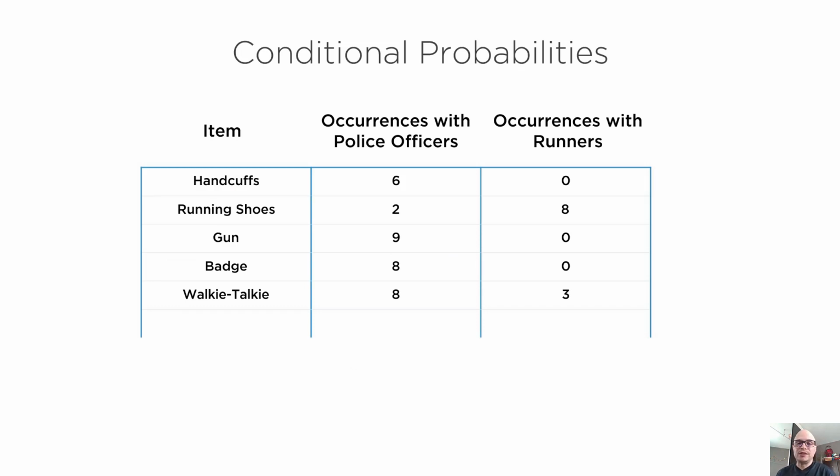Let's see, you have this data. After you see, I don't know, 50 persons running past you, you see 6 guys with handcuffs and they are all officers. You see 10 people with running shoes and 2 of them are police officers, 8 of them are runners. You see 9 people with guns and thank God they are only officers. You see 8 people with a badge, those are police officers, none are runners. And with walkie-talkie you see 8 police officers and 3 runners. Okay?